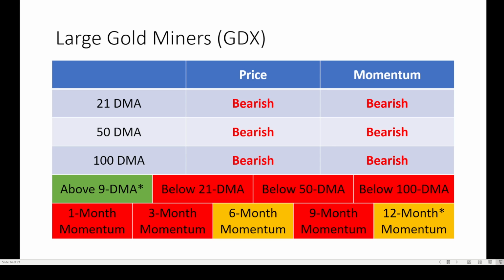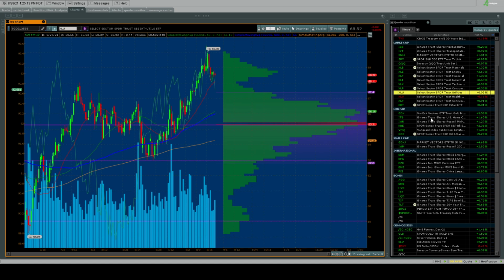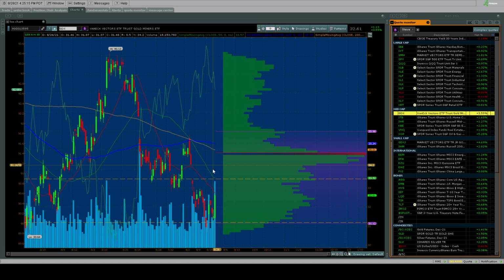As you know, still bearish on this, and price and momentum are clearly flagging that. Flipped above its 9-day moving average, not a big deal. 12-month momentum is now negative and rising. Not a huge deal. That is usually the last thing you want to see in a rally. Let's take a look at GDX.